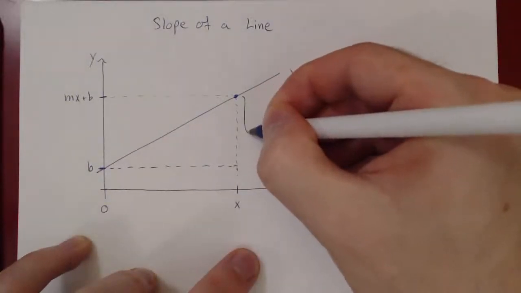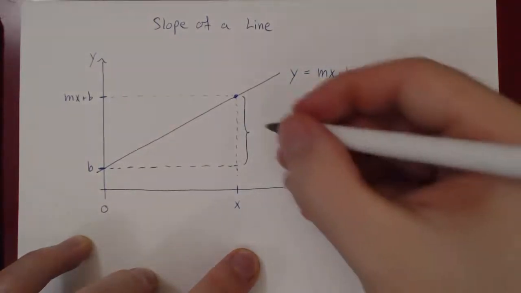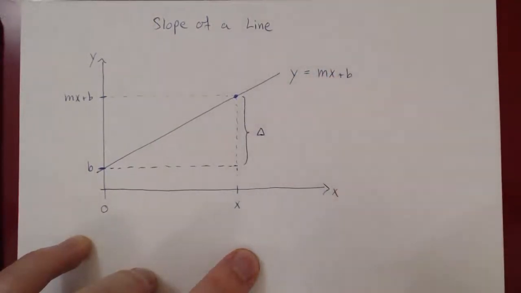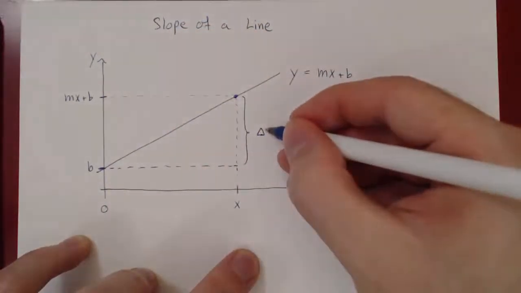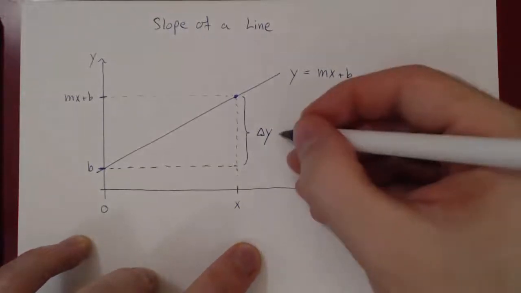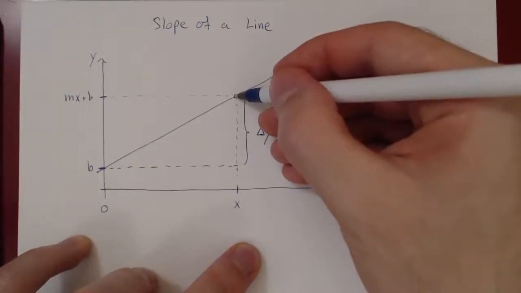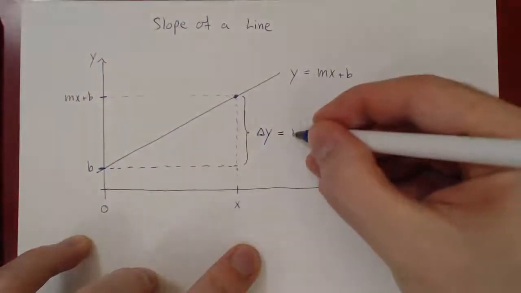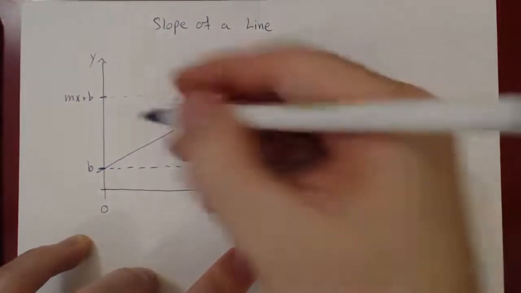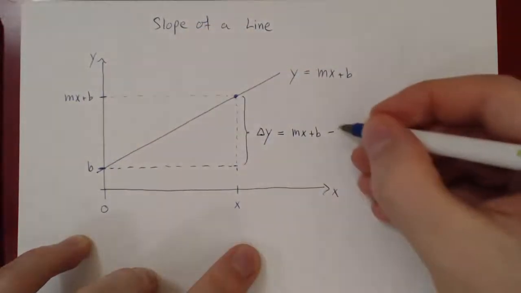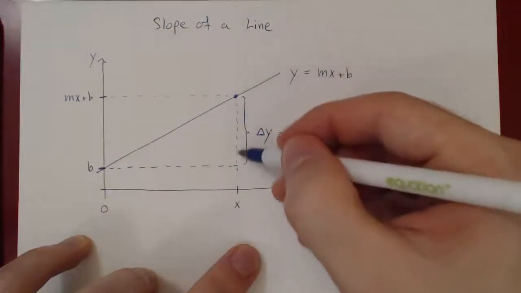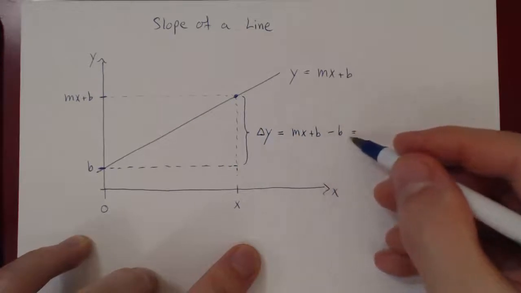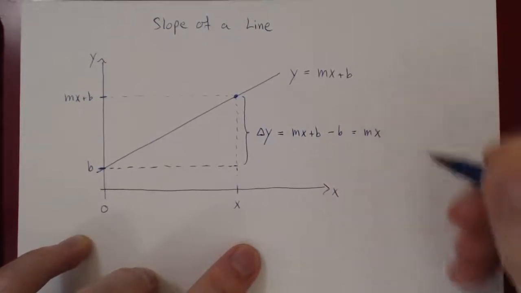So what is the change in y? And how do we denote it? We use, if you remember, a little triangle symbol. And this little triangle is called delta, and it means change. And we have a change along the y-axis, so it's a change in the y direction. Well, it is, of course, the larger y value, mx plus b, minus the smaller y value, b. Right? So the greater y value minus the smaller y value gives you the change in the y direction. But mx plus b minus b is just mx.